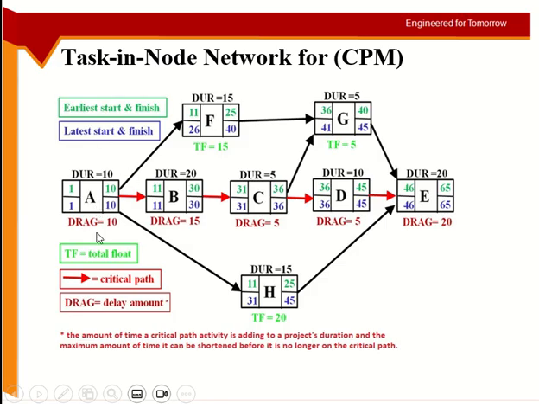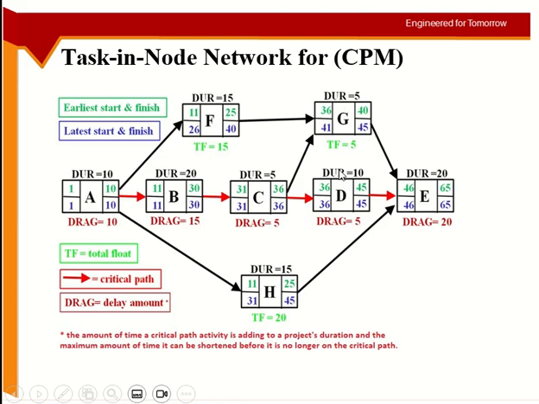A has no parallel activities, so no shortening is possible. B has two parallel activities, so I can shorten the activity up to the parallel activity duration. I can shorten B from 20 to 15. Here there is no parallel activity. D has a parallel activity.